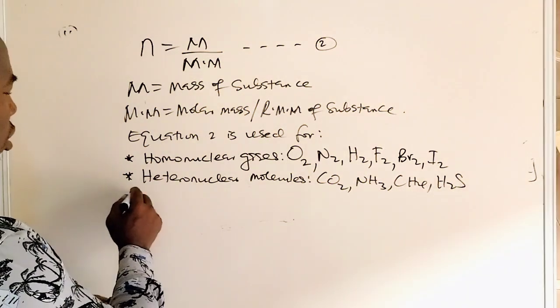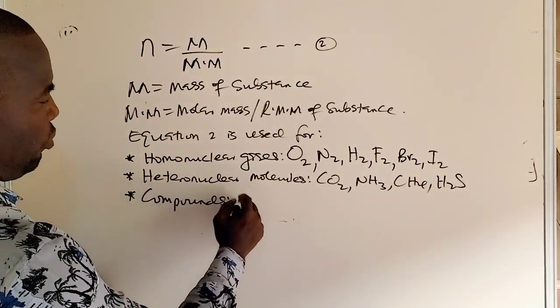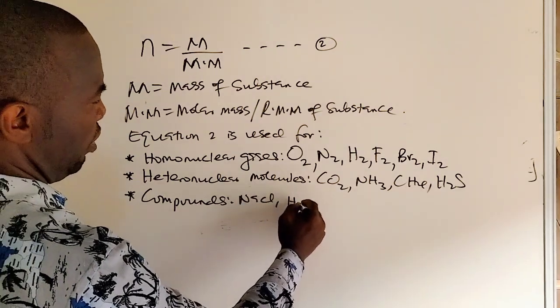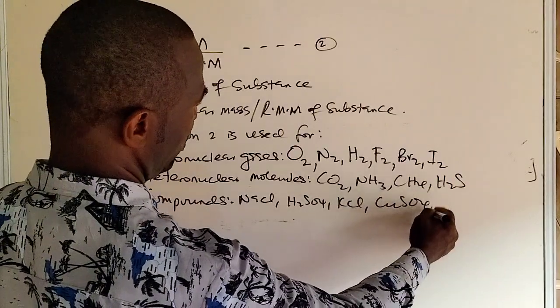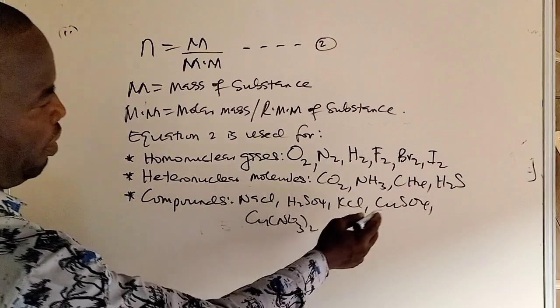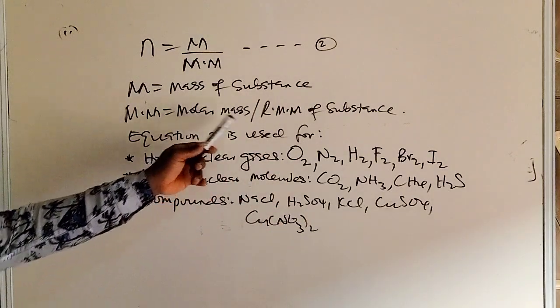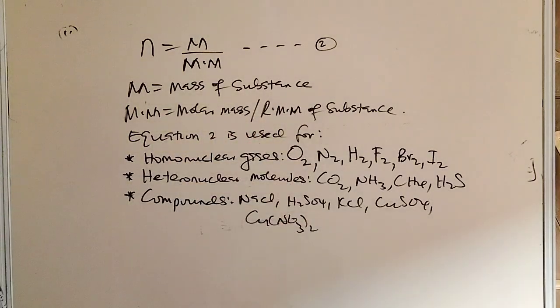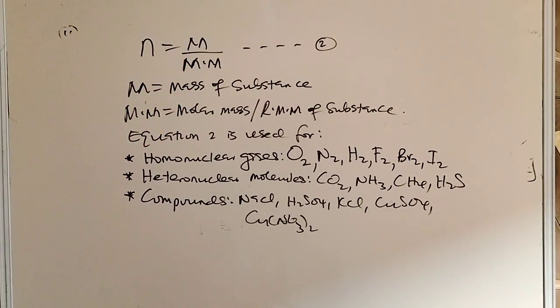Then we can still use it for compounds because compounds have molar masses. Examples: sodium chloride, H2SO4, potassium chloride, copper sulfate, copper nitrate. All these are compounds containing different elements joined together. So all these substances can have molar mass or relative molecular mass, which you need to calculate before you apply the formula. So let's take some examples now.